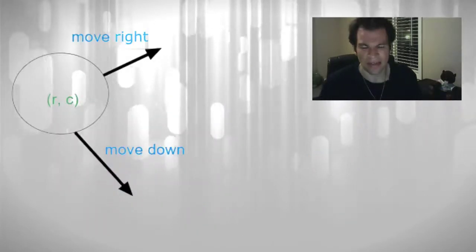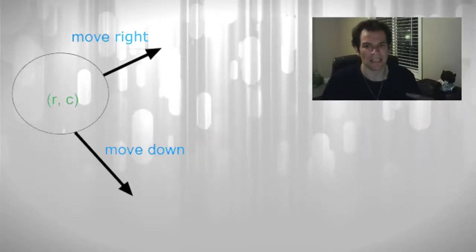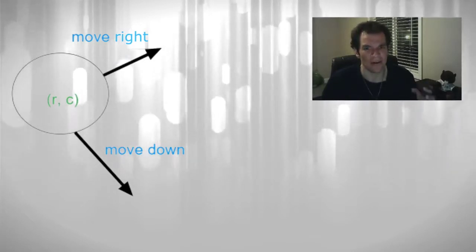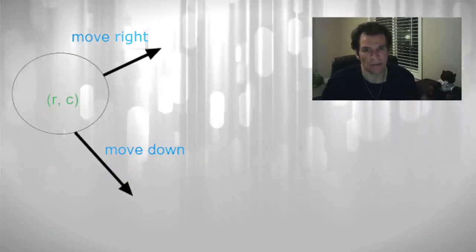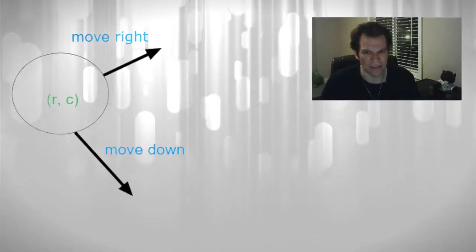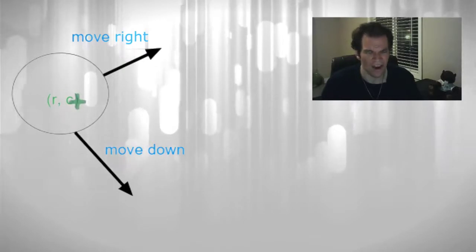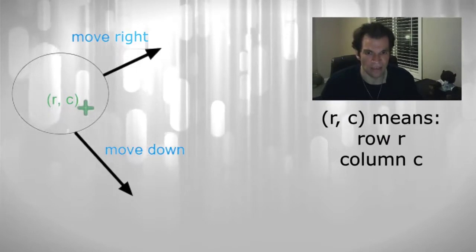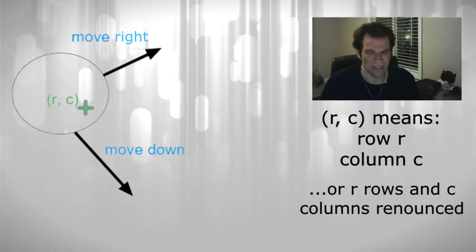Something that may be helpful when solving dynamic programming problems is to draw a tree or a graph to illustrate how it's possible to move from one state to the other. For example, here we are at the state (R, C), a very generic state, row R, column C, where we have already renounced R rows and C columns.